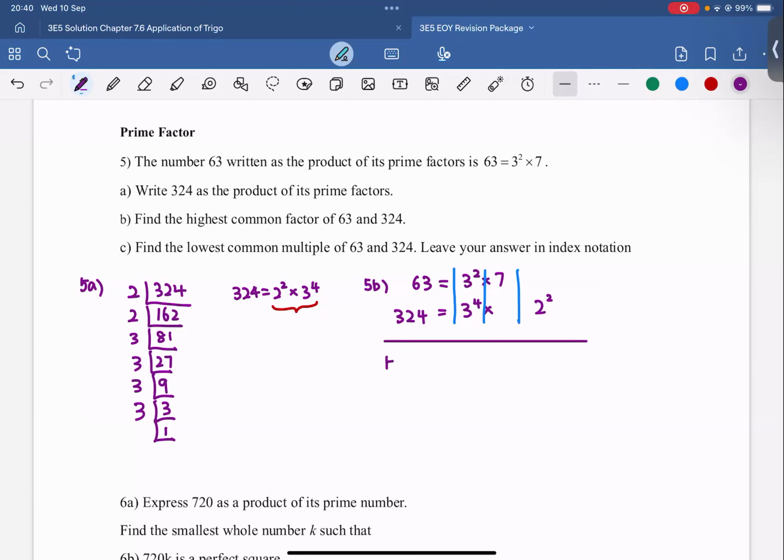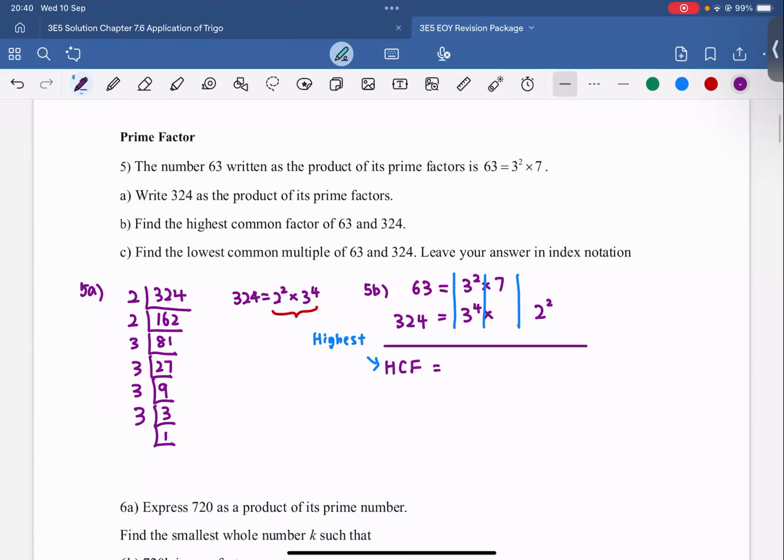So to find HCF, what do we do? HCF stands for highest. We do the opposite. We choose the lowest power of each prime factor. So 3 to the power of 2 and 3 to the power of 4. 2 is smaller than 4, so we choose 3 to the power of 2.